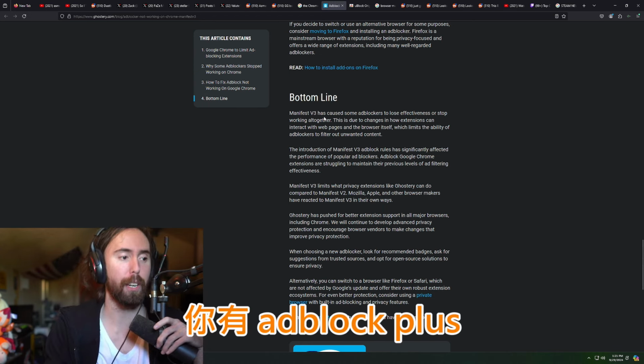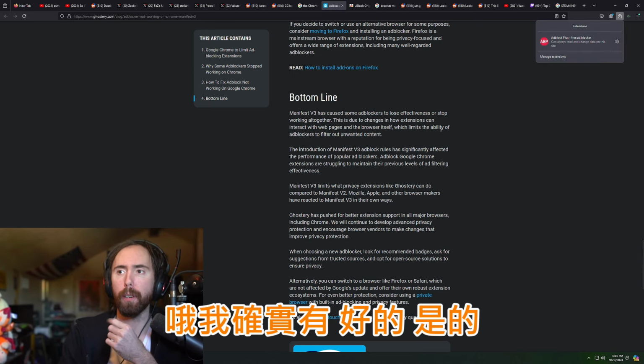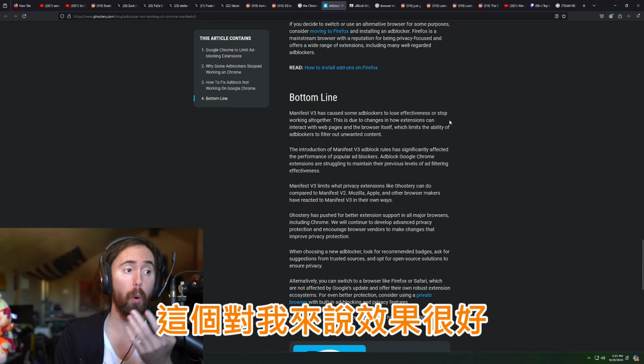You have Adblock Plus, not uBlock Origin. Do I have Adblock Plus? Oh, I do. Okay, yeah, there's this one. Well, it works really well for me.